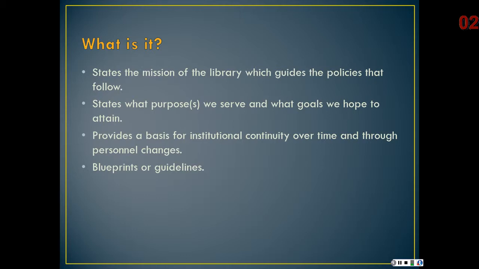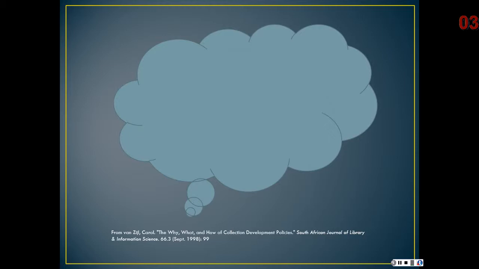So somebody new coming into the library will understand why certain things are in place, why things are done the way that they're done. In essence, it's a blueprint or guidelines for making decisions that have to do with the who, what, where, when, why, and how of the library and the library media specialist. Additionally, it allows for transparency. It's a public document that's available to anyone, and anyone who reads it will know what the library is about.